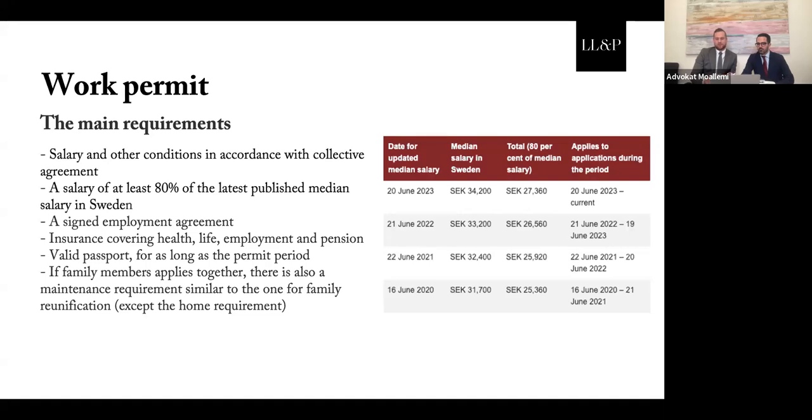But right now, the medium salary is 24,200. You don't need to be offered a pay of this amount, but you need 80% of that, which today equals 27,360. And then if you applied before and you're still waiting on a decision, you need to see which was the latest published salary when you applied.